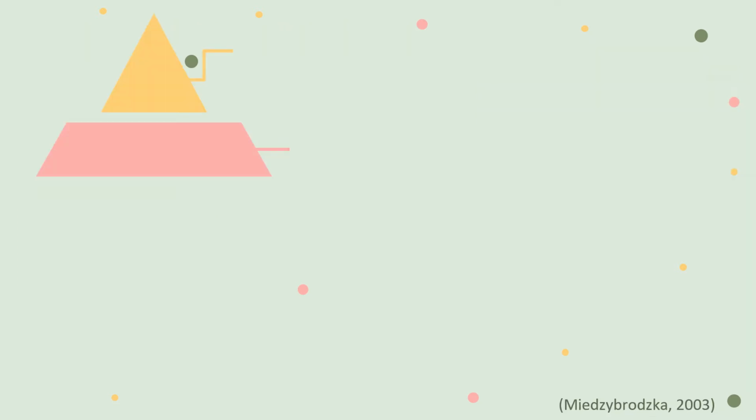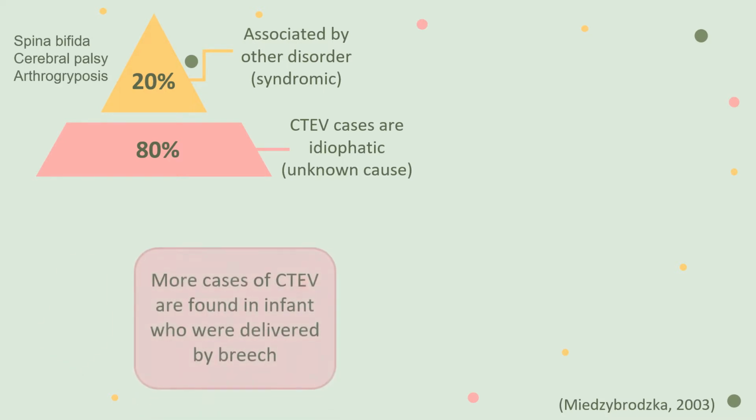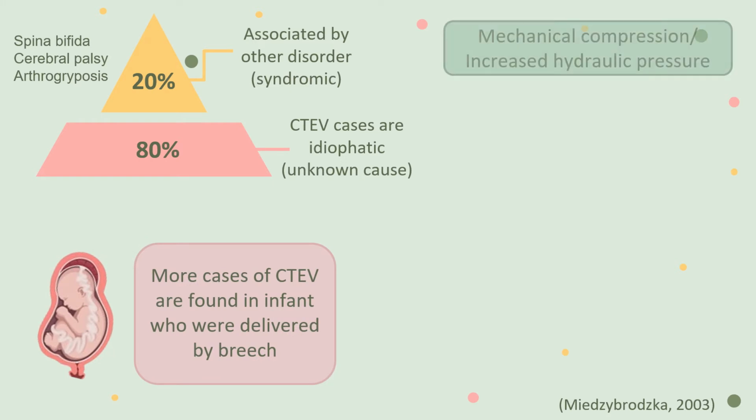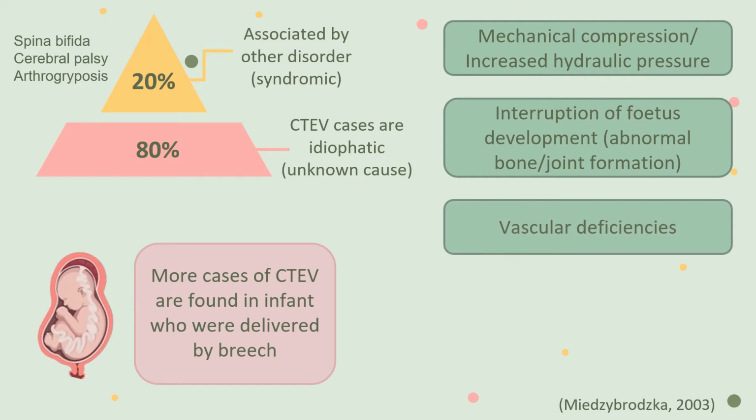Broska in 2003 stated that 80% of CTEV cases are idiopathic while the other 20% are associated with other disorders such as spina bifida, cerebral palsy and also arthrogryposis. It is also reported that more cases of CTEV are found in infants who were delivered by breech. There are a few possible causes of CTEV including mechanical compression or increased hydraulic pressure in the womb, interruption of fetus development, vascular deficiencies and genetic defects.